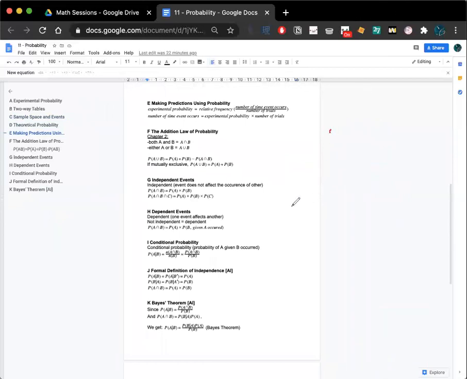Okay, so further into this, we're going to go more into Venn diagrams, more like Venn notations actually, and probability.